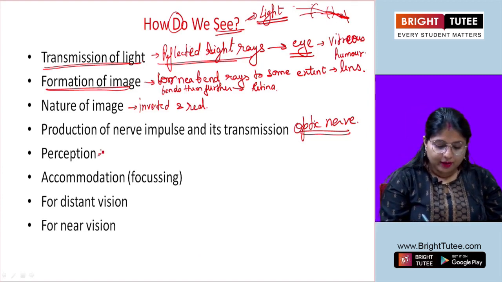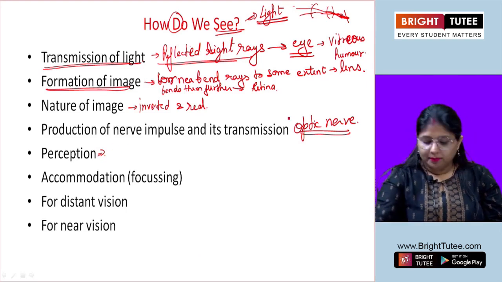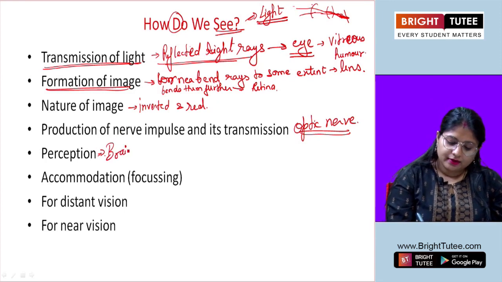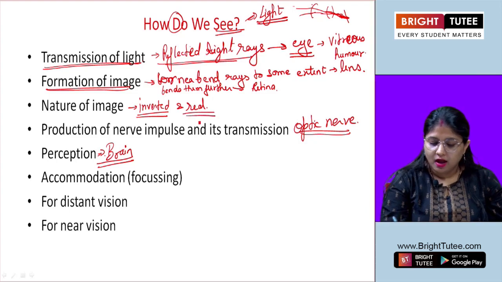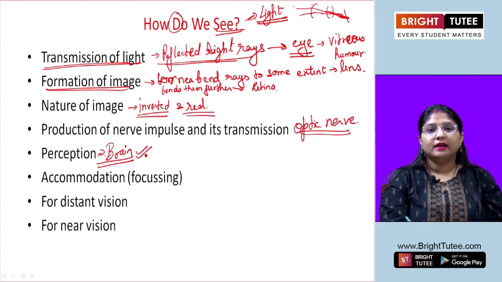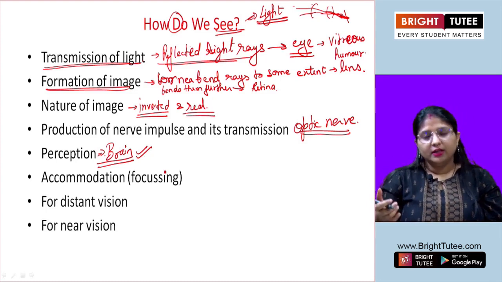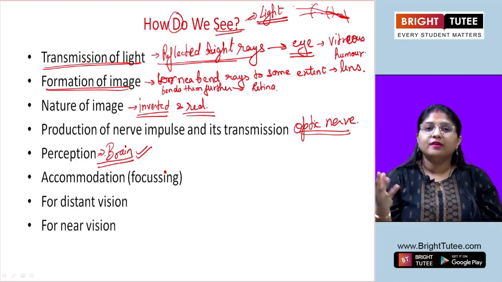Then next you have the perception. Now what happens is that the optic nerves take the image to the brain. Now remember, the image which is formed is inverted and real, but what the brain does is that it is able to convert the image into the one which we should see, right? So perception is seen by the image.